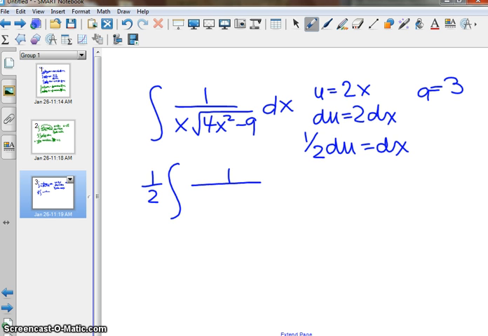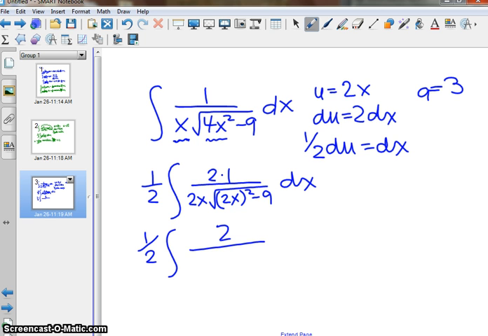Now, the problem I run into here is that my formula says this has to be a u, and this has to be u squared. Well, my u is 2x, but I only have an x here. So what can I do to make that the same? I'm going to have to multiply the top and the bottom by a 2. So I'm going to add a 2 there. Then if I put 2x here, I'll be able to make my substitutions with my u.